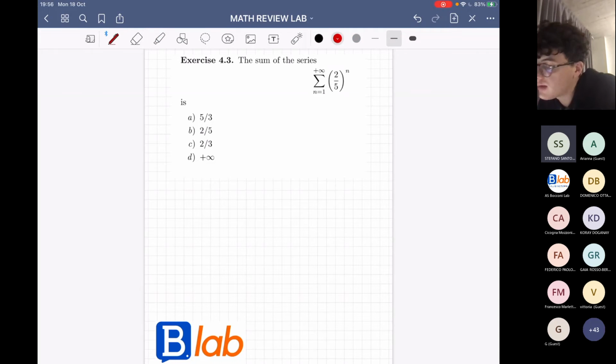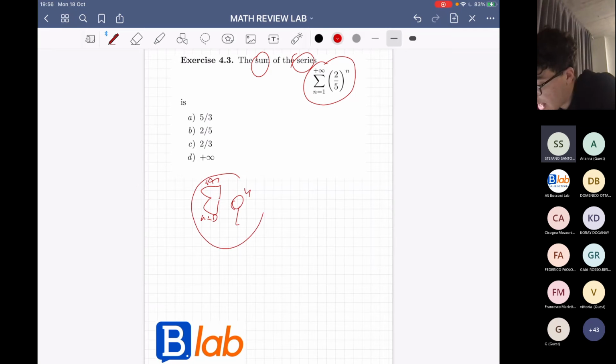The sum of the series, okay? We're talking about series, we're talking about sums, and so we want the sum of this series. What kind of series is it? It's simply a geometrical series, a series of the form sum from n equal to 0 to positive infinity of q to the n. Okay, this is simply the structure of this kind of exercise. Now q is, of course, equal to 2 over 5.